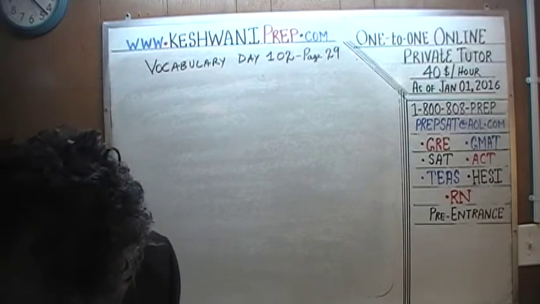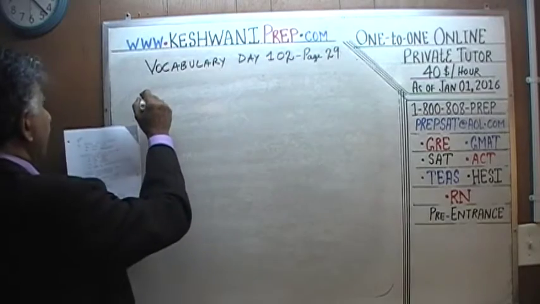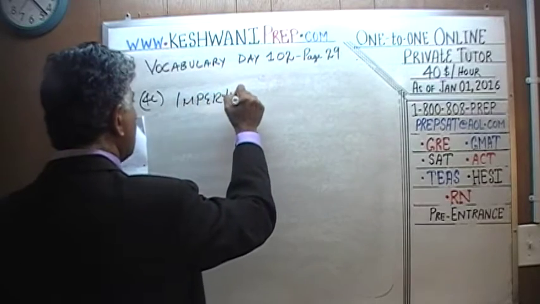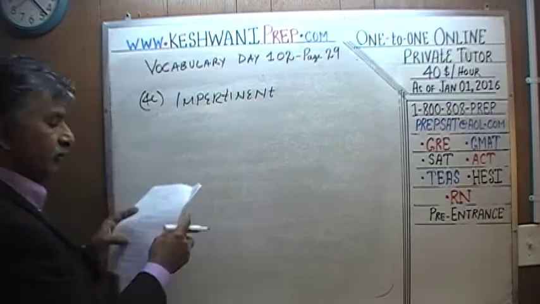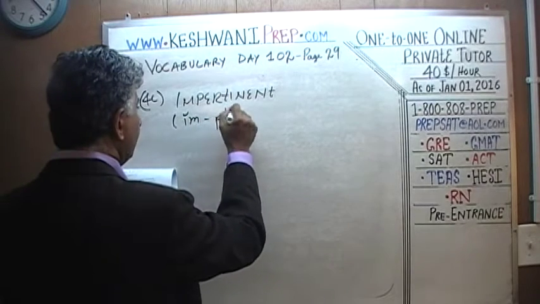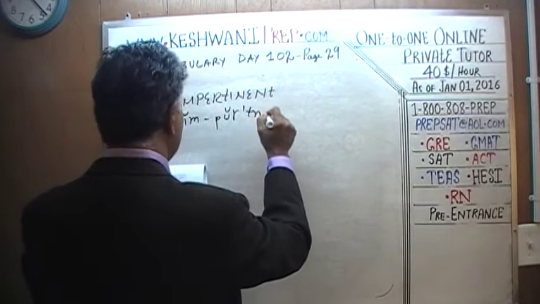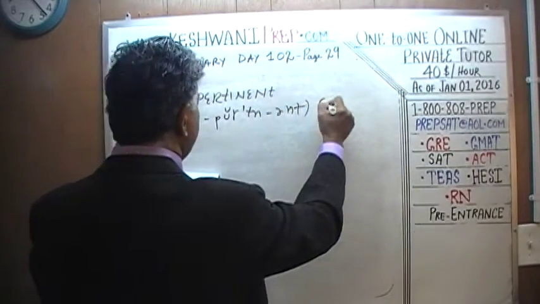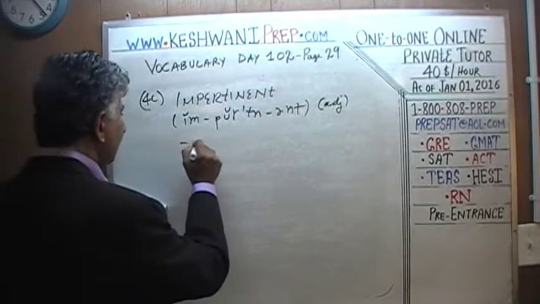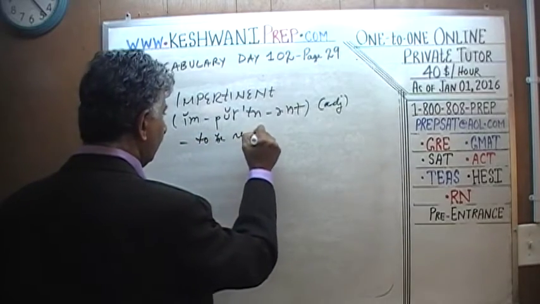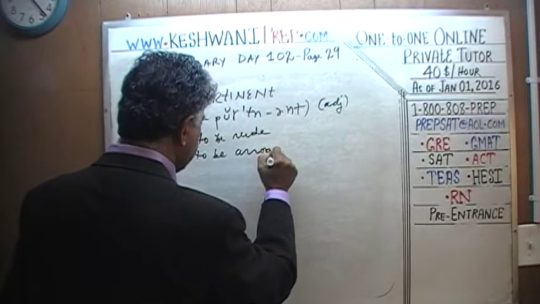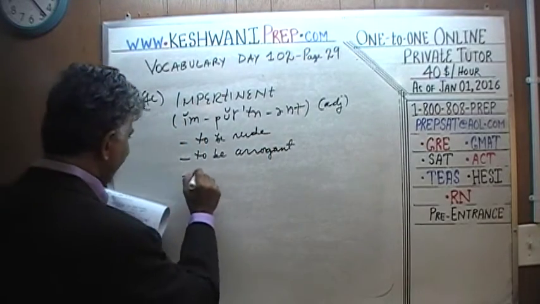The last word we have in number 4, which is answer choice 4C, is impertinent. What's the word? Impertinent, which is an adjective. If one is described to be impertinent, one is being rude. It means to be rude, to behave in a rude manner, to be arrogant. To be ill-mannered.